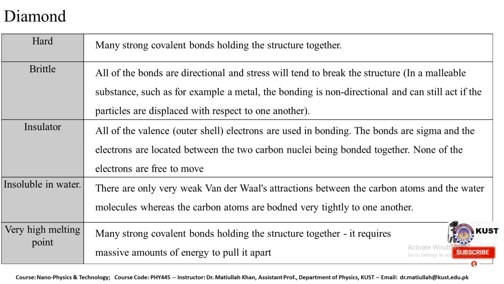So all of the bonds are directional, and stress will tend to break the structure, unlike in a malleable substance such as a metal. There the bonding is non-directional and can still act if the particles are displaced with respect to one another. So it is an insulator. All of the valence or outer electrons are used in bonding. So the bonds are sigma, and the electrons are located between the 2 carbon nuclei being bound together. So none of the electrons are free to move.